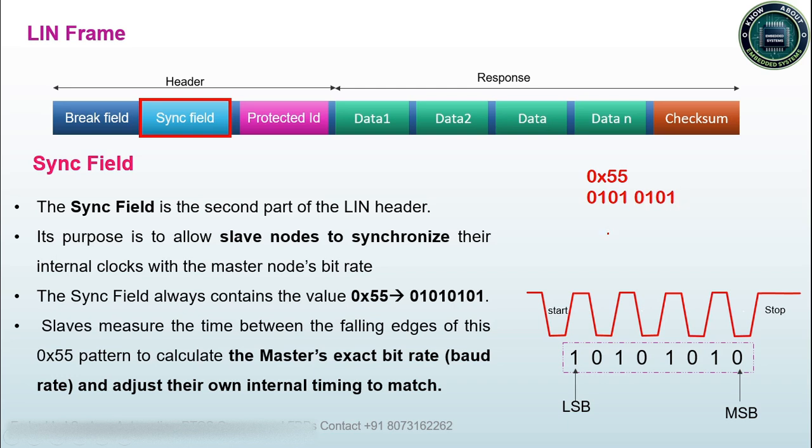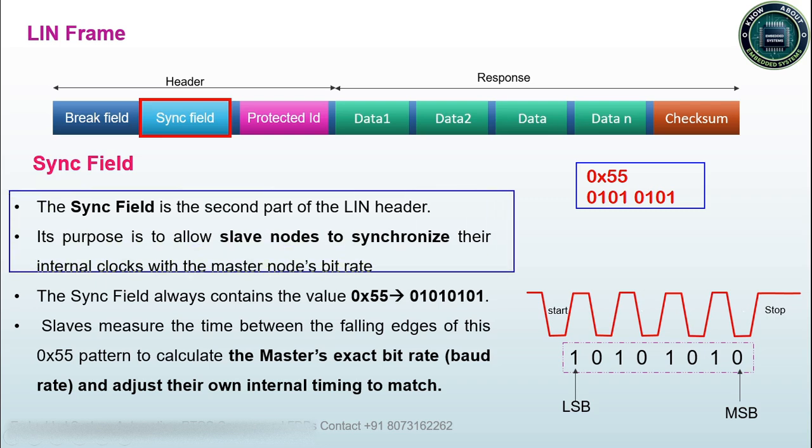This information, 01 01 01 01, whatever you're seeing here, the same thing we are going to transmit as a sync field. With the help of this bit pattern, your slave is going to recognize the bit rate or baud rate, and according to the master baud rate, your slave baud rate will get adjusted. For this purpose, we're going to use the sync field. The name itself says that the sync field is used to synchronize the slaves.